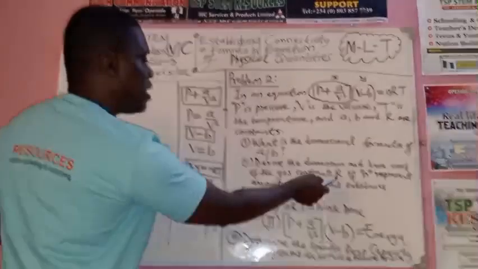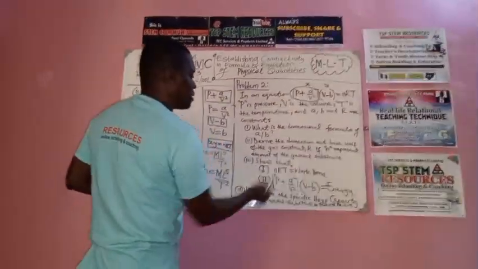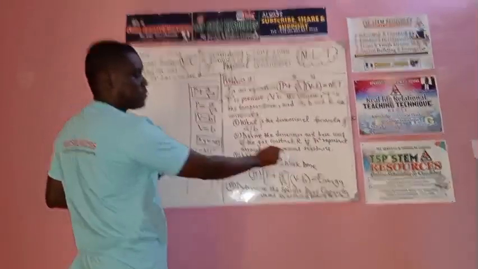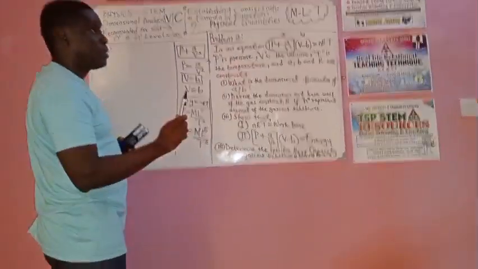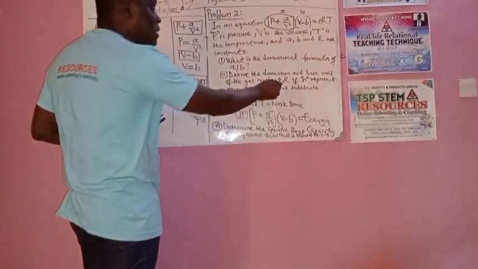Now, the second part of that question says, derive the dimension and base unit of the gas constant R if n represents the amount of the gaseous substance. Don't forget, amount of substance is one of the fundamental quantities, whose unit is mole. So the second part you find this out.